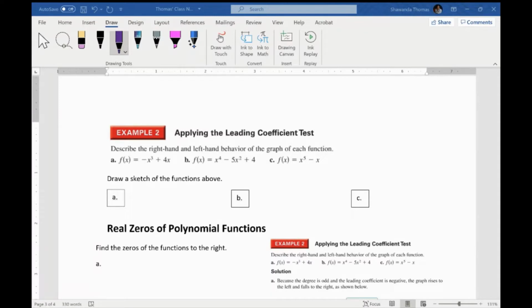Next, someone other than Alicia, Kenneth, and Nakiria. Let's describe the right hand and left hand behavior. What's going on the right? Is it falling? What I'm asking is, is it falling on the right or is it rising on the right?